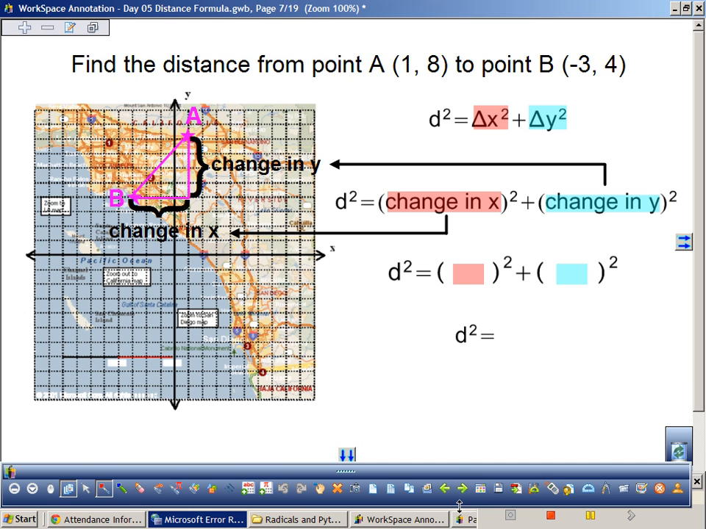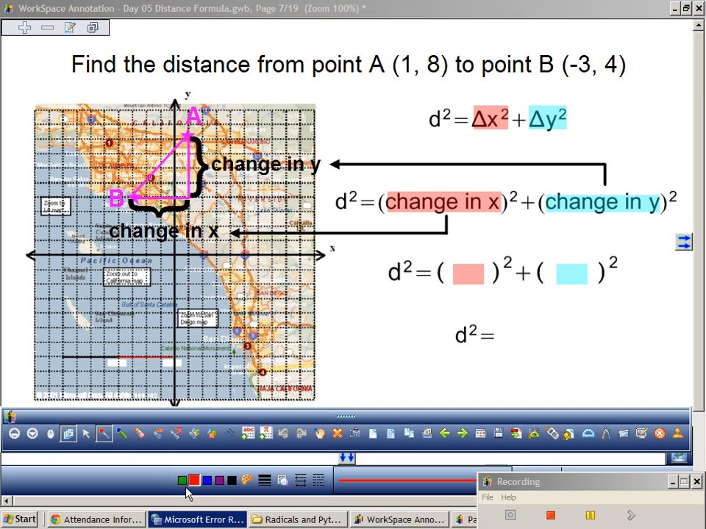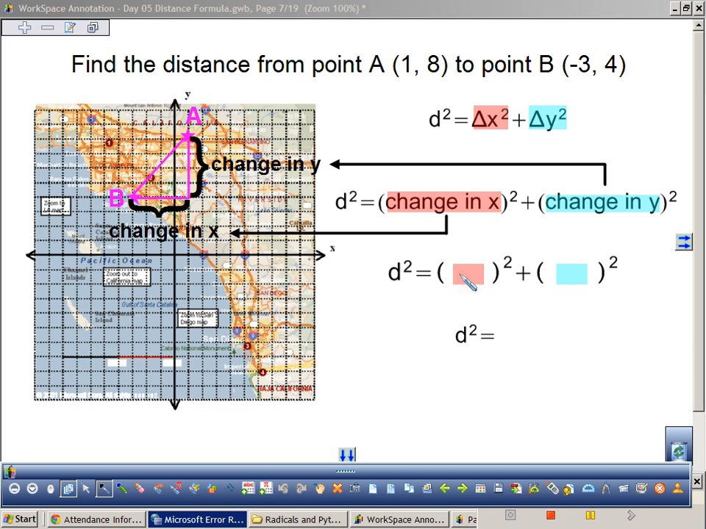All right, so let's look at an example. Find the distance from point A to point B. So if this is A and this is B, you guys don't need to write anything down yet. Couldn't I just count my change in x? I don't even need to know my coordinates, correct? I could just count them. To go from here to here, it's 1, 2, 3, 4. So the change in x is 4.